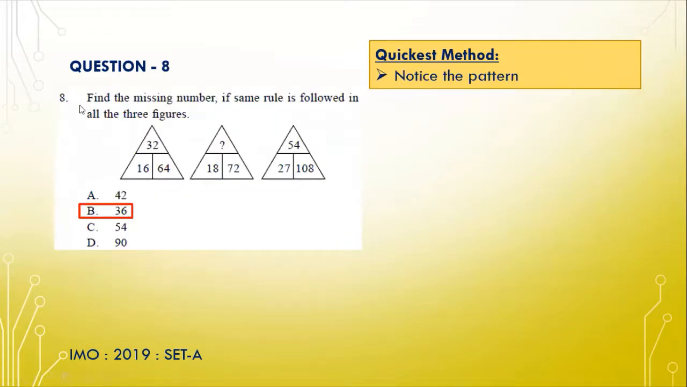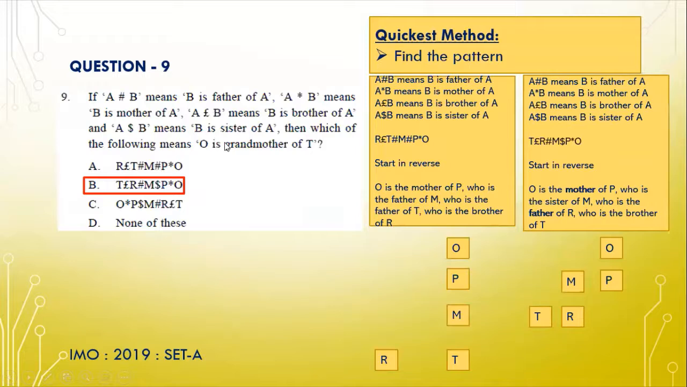So far so good. Question number 8, find the missing number if the same rule is followed in all the three figures. Again, an extremely easy question. 16 4s are 64, 16 2s are 32, 27 4s are 108, 27 2s are 54. Similarly, 18 4s are 72 and 18 2s are 36, isn't it? It is a 2s table. 16 2s are 32, 27 2s are 54. So 18 2s are 36.